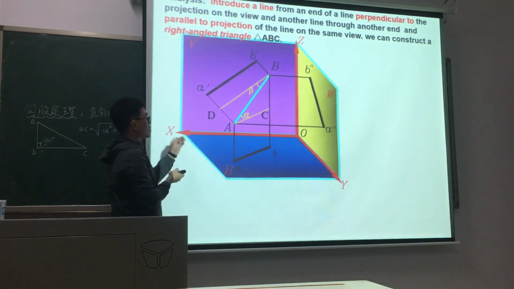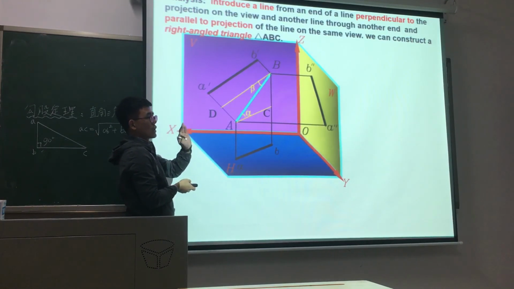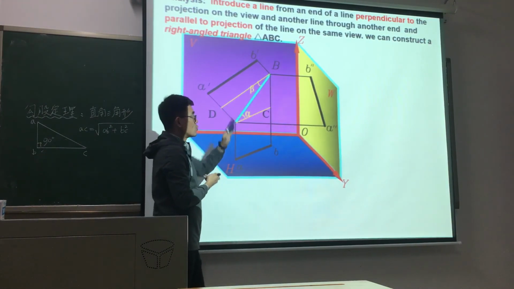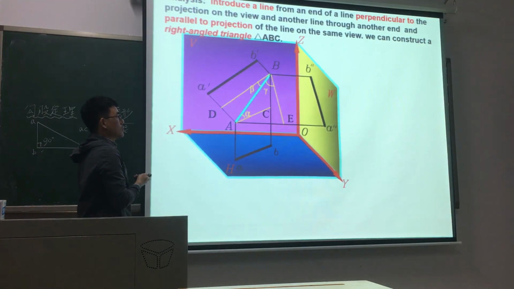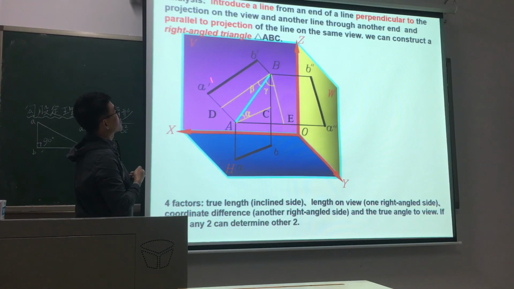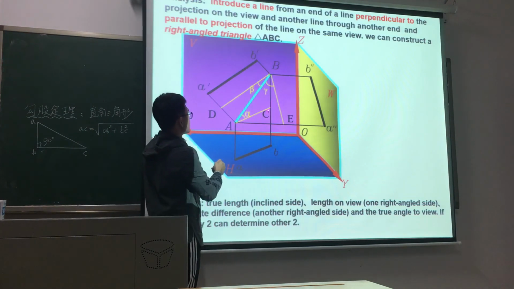The same thing, we have three methods to get the true length: alpha, beta, and gamma. We have three right angle triangles. The rule in English is: draw a line from one end of a line perpendicular to its projection on the view, and another line through the other end parallel to the projection of the line on the same view. We can construct a right angle triangle, A, B, C here.